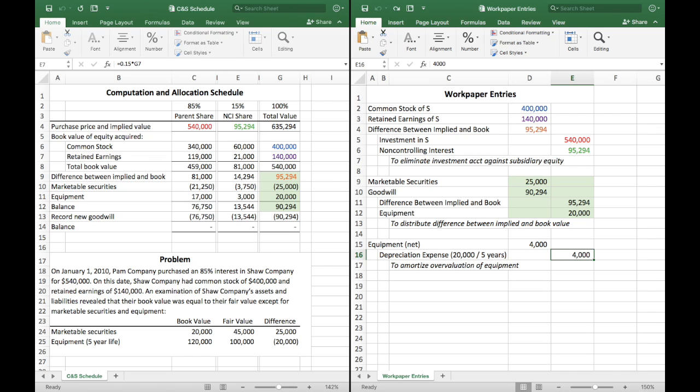The last entry for the year of acquisition debits equipment and credits depreciation expense. This entry amortizes the $200,000 overvaluation of equipment for the first of 5 years.